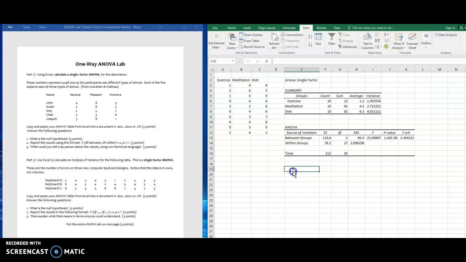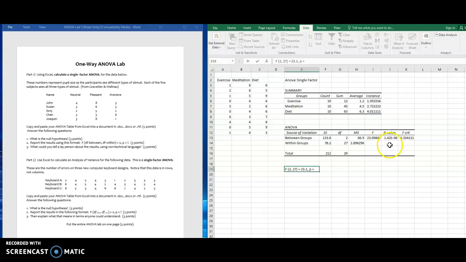And this is the way we're going to report the results. We're going to say F, and then we're going to put our degrees of freedom between, and our degrees of freedom within, and F equals, there it is, let's say 23.1 ought to do it. And then I'm going to report my probability. Now I don't have to talk about greater than or less than 0.05 because it's going to tell me my exact probability, and that's what I'm going to put here.